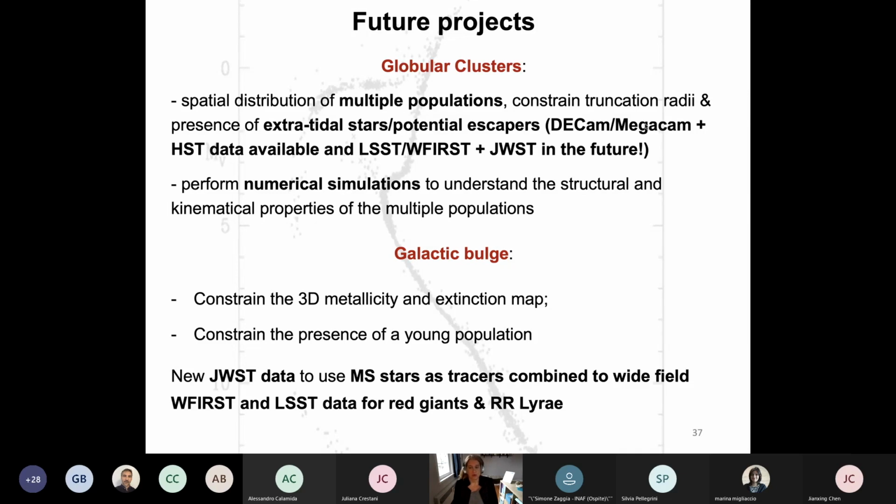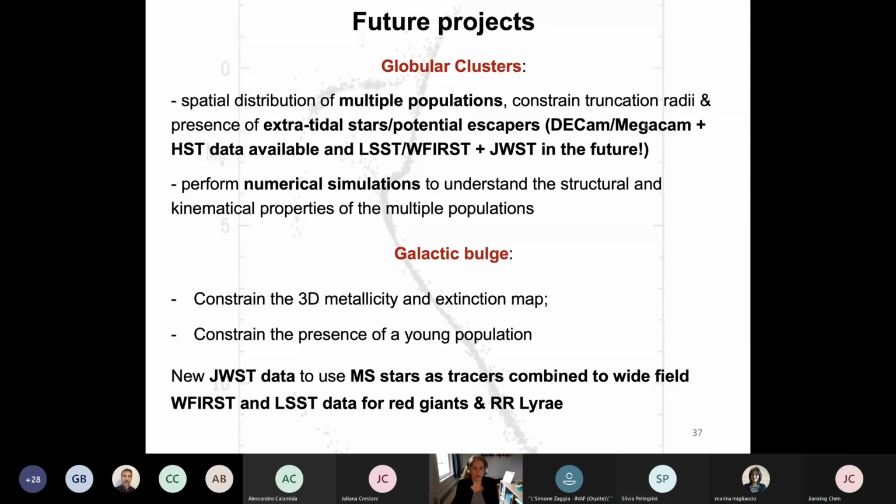To do that, we want to combine DECam and MegaCam data with HST data that are available already for most galactic globular clusters. But in the future, we can perform a similar study with LSST and the amazing WFIRST that will be launched in 4 years. And for the center of these clusters, we can use JWST, which hopefully will be launched in 6 months.